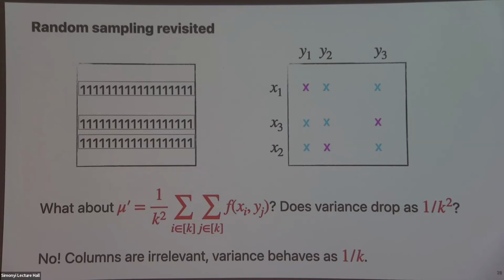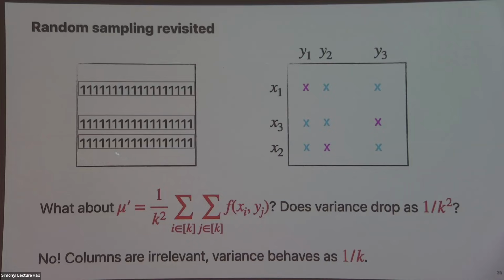Okay. However, this fails, and it fails badly on the simplest example. The simplest example is that you just have a rank 1 matrix where some rows are all ones, some rows are all zeros, right? And now it doesn't matter how many columns you take. You need to sample more rows to get the variance down. Like if I take x1, y1, x1, y1, x1, y2, x1, y3, these are completely dependent. There is no new information there.